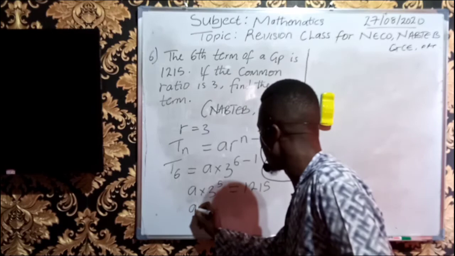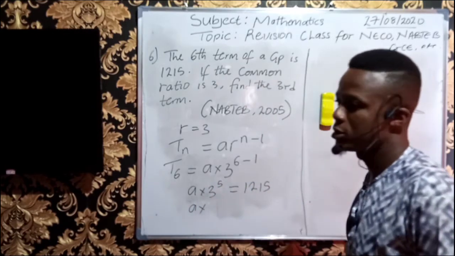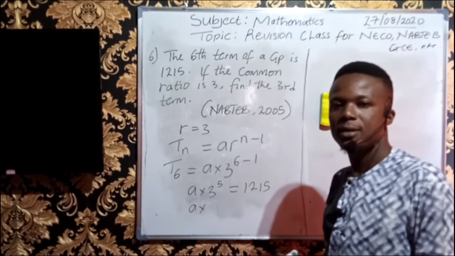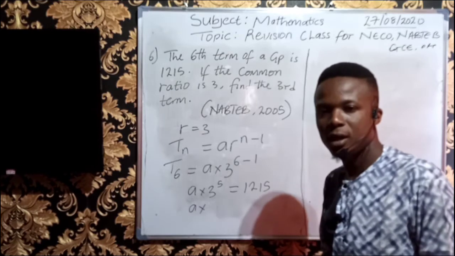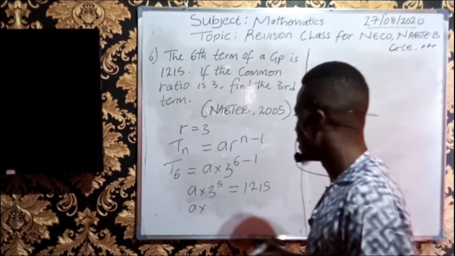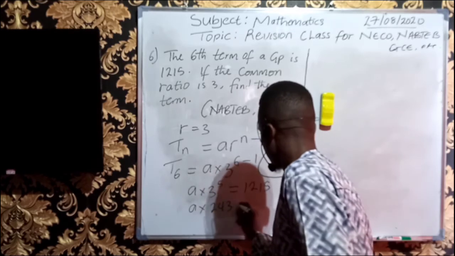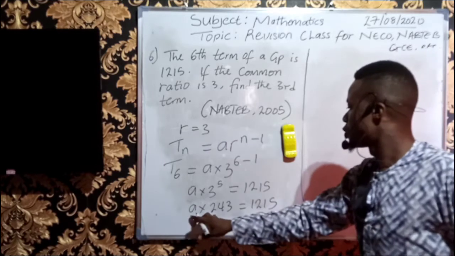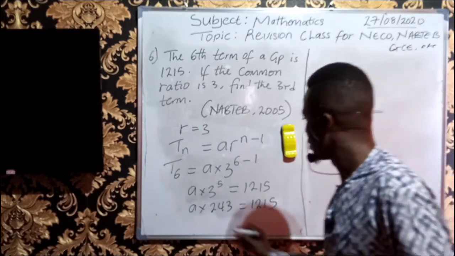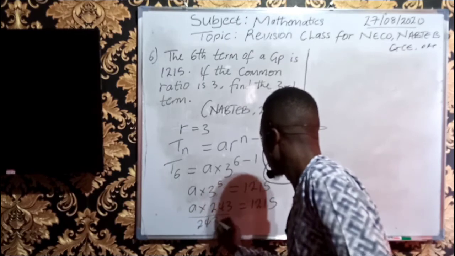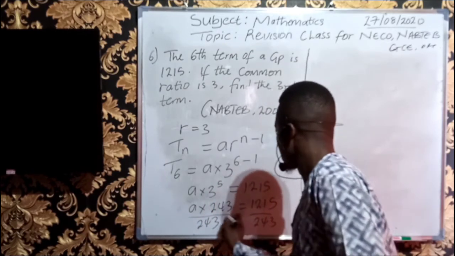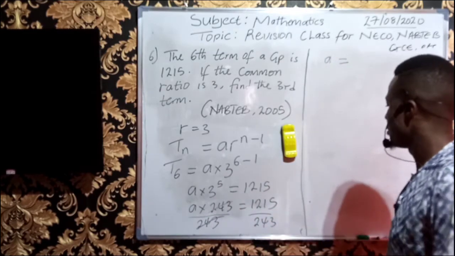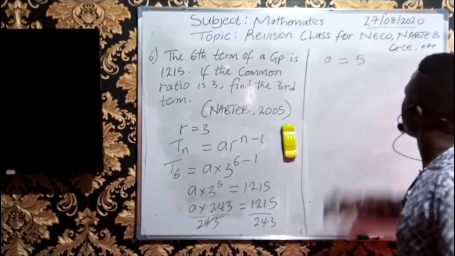Now a times 3 to the power of 5 will give us what? Multiply 3 by itself 5 times. 3 times 3 is 9. 9 times 3 is 27. 27 times 3 is 81. And 81 times 3 is 243, equals 1215. So now to get a, I will divide both sides by 243 so that the value of a can be got. 243, 243, this cancels out. So a will give me, 1215 divided by 243 should be around 5. So it will give me 5.